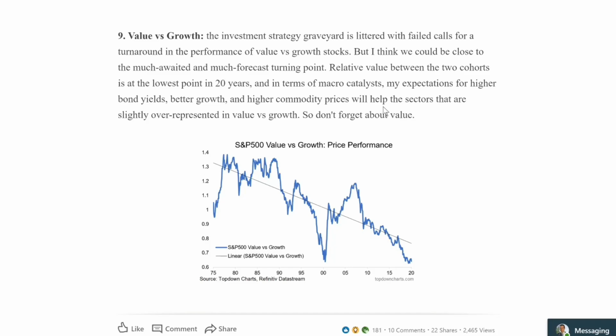So if you look at the sector composition of value versus growth, the sectors that are slightly overrepresented in value are things like commodities, financials. And if you think about what benefits those sectors, financials tend to benefit from higher yields. They also benefit from better growth. The commodity sectors, so materials and energy, benefit from higher commodities. I've just talked to you about why I think commodities are going to go higher. So if you have commodities picking up, bond yields picking up, growth picking up, that's going to help the sectors that are overrepresented in value. Coming from a point of extremely cheap valuations and where prices are already starting to look like they're starting to turn, that could be the thing that finally does it.